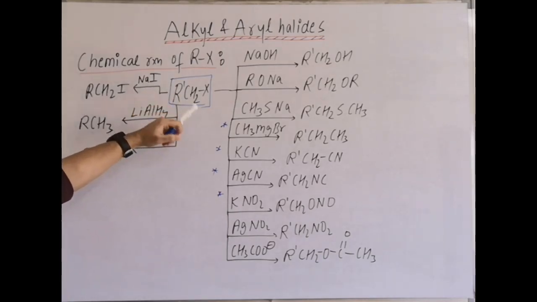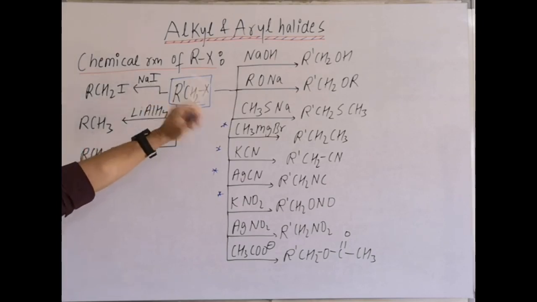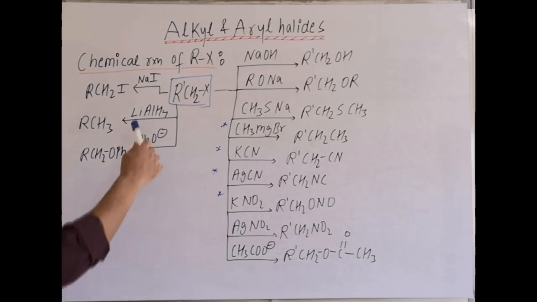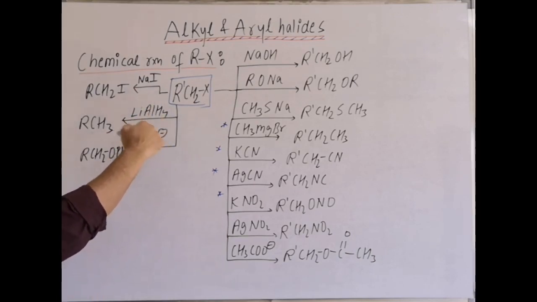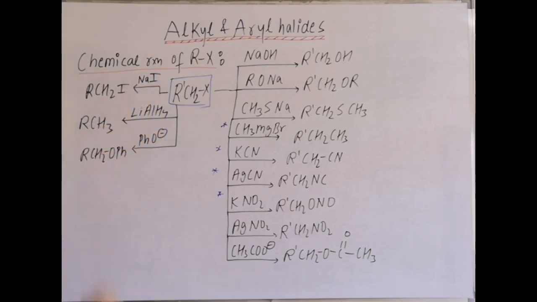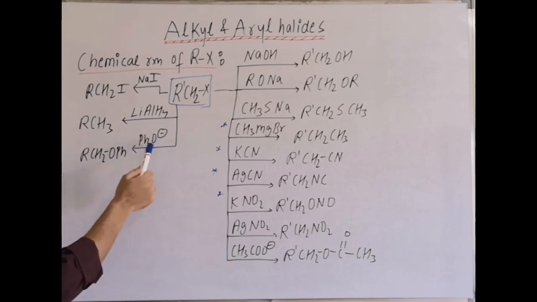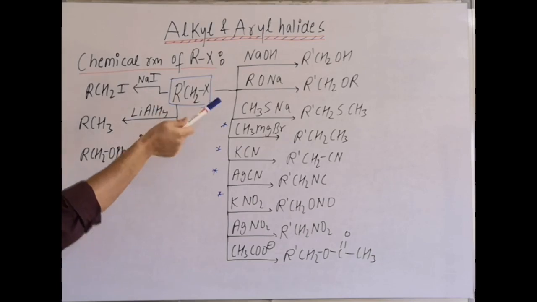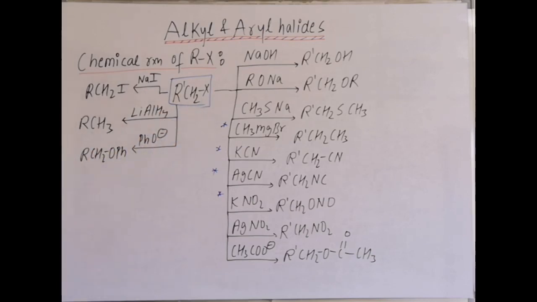That means it is the Finkelstein or iodine exchange reaction, X minus leaves and we get alkyl iodide. Then the next reaction is LiAlH4, and here it is a hydride donor, H minus substitutes I minus, it is a direct reduction, RCH3 formed. Then if we take phenoxide ion, PhO minus Na plus, X minus will be substituted by OPh, that means RCH2OPh.